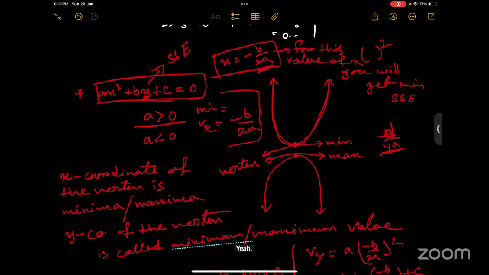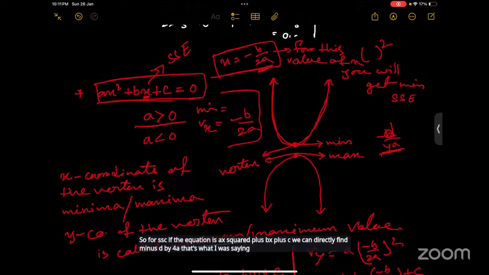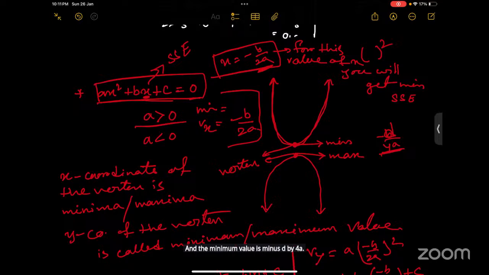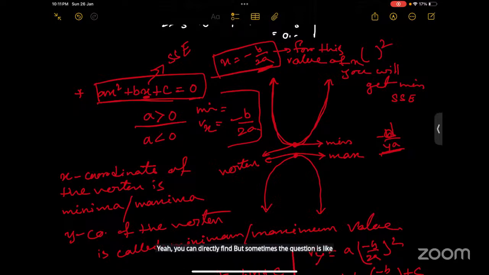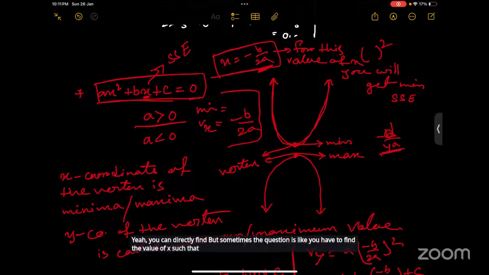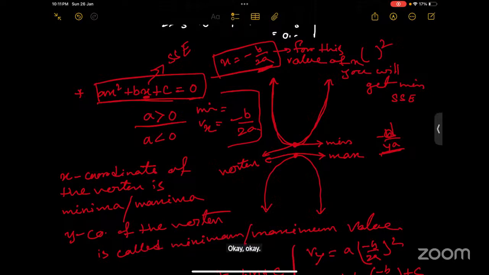If you want to find the minimum, then the minimum occurs at minus b by 2a, and the minimum value is minus d by 4a. Yes, ma'am. So we can directly find minus d by 4a from this equation. Yeah, you can directly find it. But sometimes the question is like you have to find the value of x such that the expression is minimum. In that case, you don't need the value of y. You need the value of x, at a particular value of x. Sometimes you may have to calculate the value of x, not y.